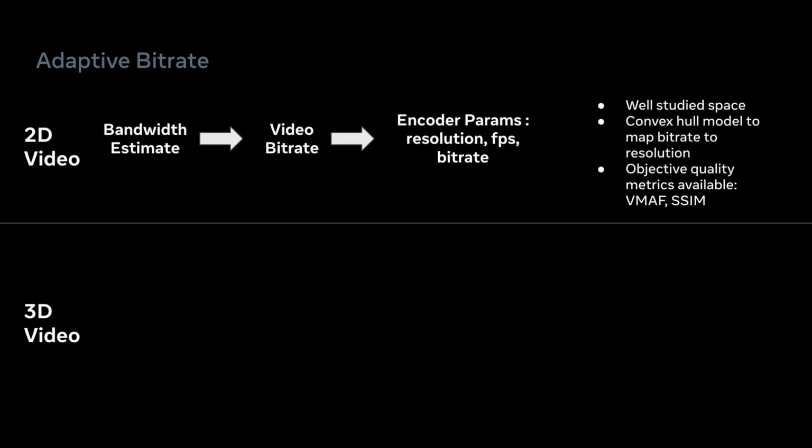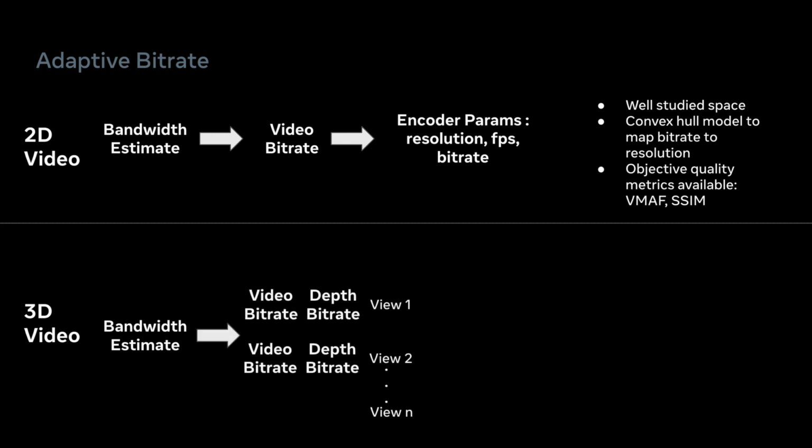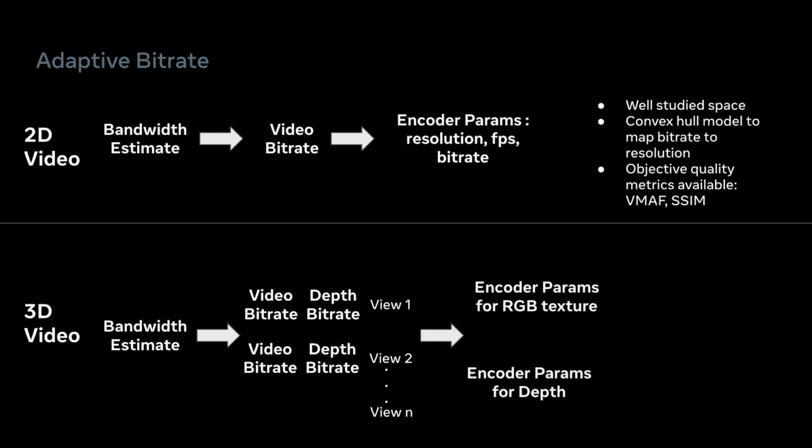For 3D video, it is a significantly more complex problem. So you start with the bandwidth estimate here as well. But from there, you need to divide it into video and depth bitrate for each of the views. From there, you need to determine the encoder parameters for RGB and depth for each of the views. As you can imagine, this is a joint optimization problem. Here, you need to allocate the bandwidth across different streams. So you need to have an understanding of the relative importance of those streams on the final hologram quality.